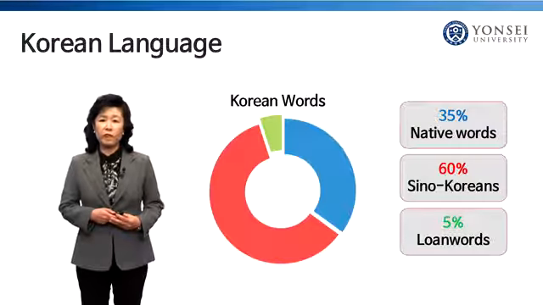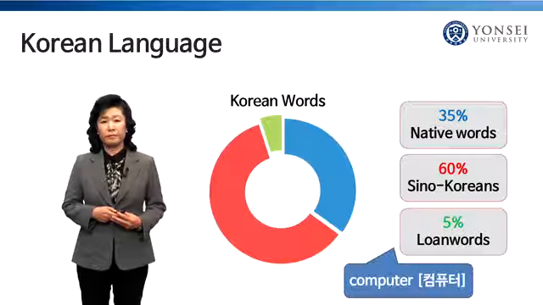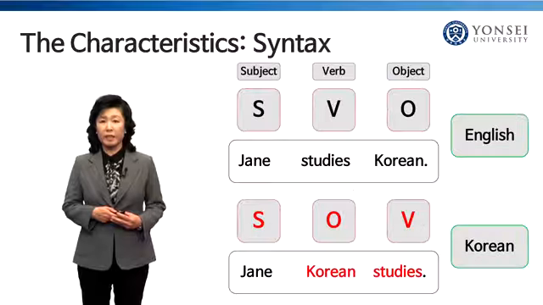The Korean vocabulary is comprised of 35% native words, 60% Sino-Korean words, and 5% loan words, mostly from the English language. Loan words are pronounced differently depending on the sound patterns in Korean. For instance, the word computer is pronounced computer in Korean.